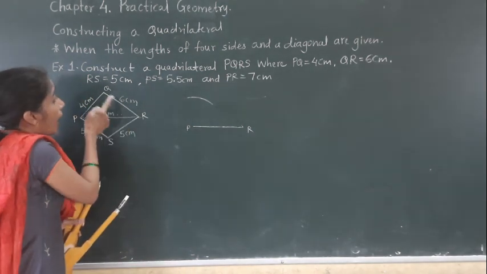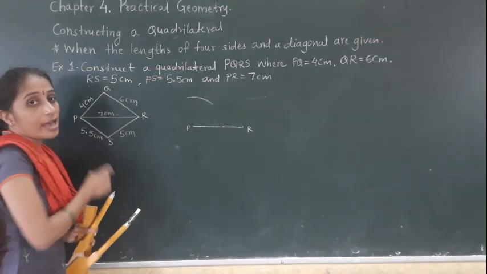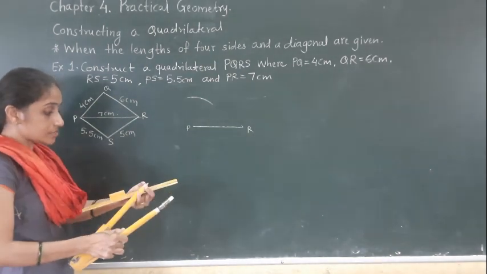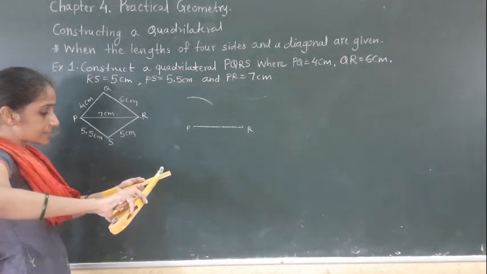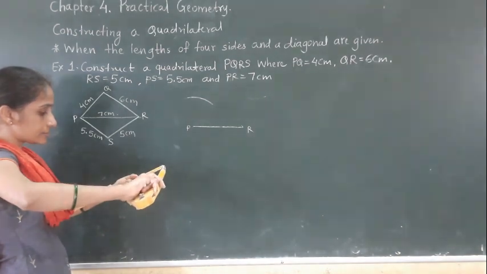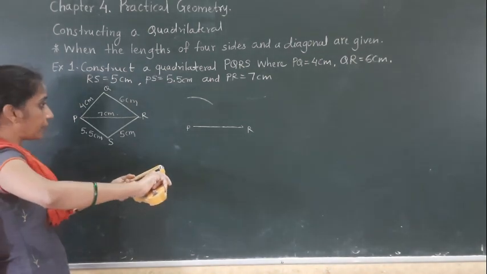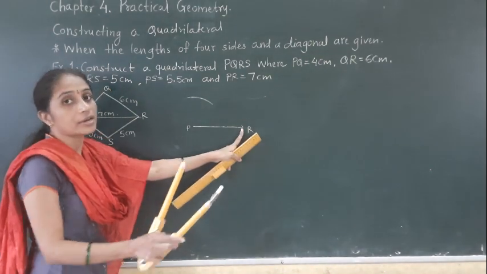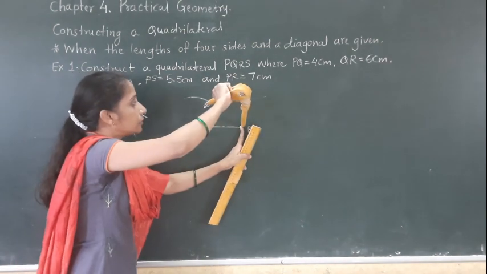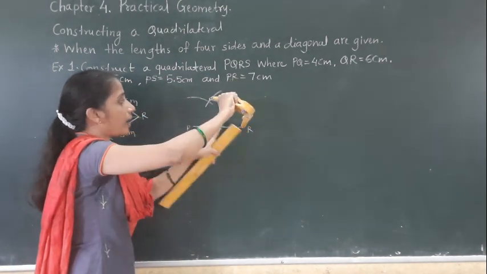Now RQ, what is the measurement? RQ is given as 6 cm. So take 6 cm radius in your compass. With R as the center and 6 cm radius, draw an arc cutting this arc.